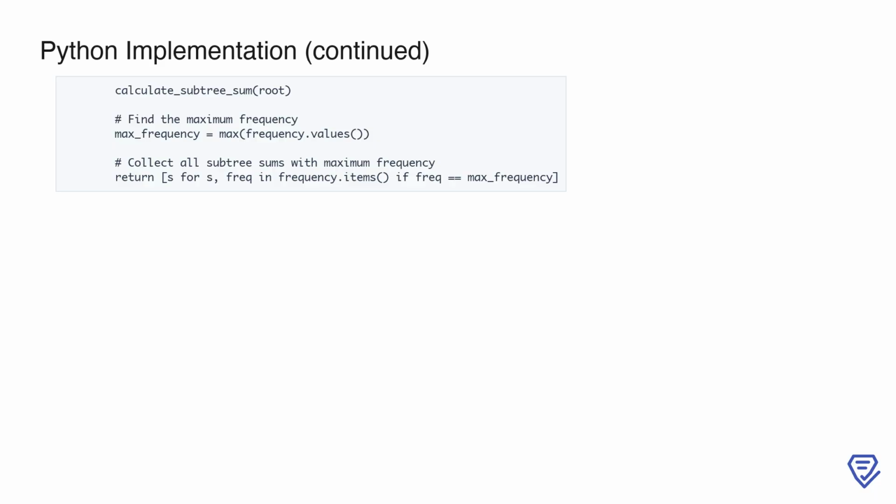Finally, we construct the result by iterating over the dictionary and collecting all subtree sums whose frequency matches this maximum value. These are the sums that occur most frequently in the tree. The method then returns this list of sums, providing the desired output. This implementation efficiently handles the computation by leveraging recursion and a dictionary, ensuring that we process each node only once and store the necessary frequency data for quick retrieval.